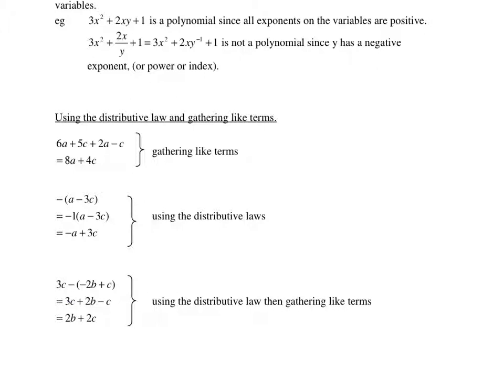So 3c minus c will be positive 2c, and don't forget the plus 2b. Now you can write that in either order because it doesn't matter which order you add terms. So it could be rewritten as 2c plus 2b.